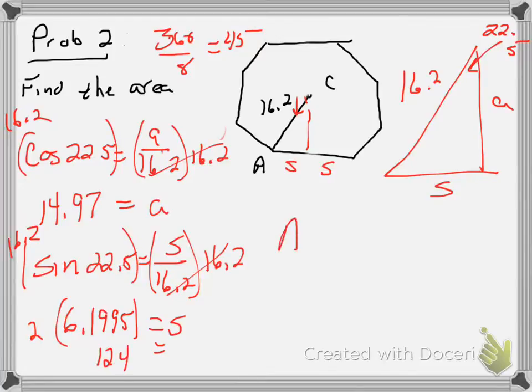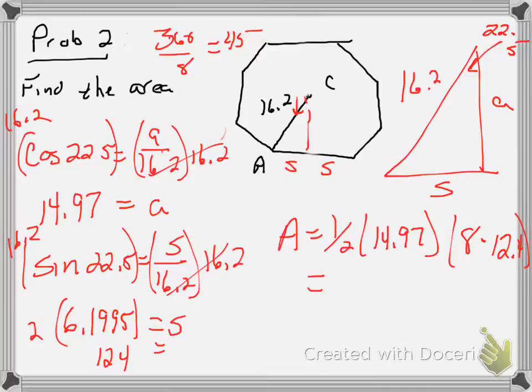So let's find the area. Area equals 1/2 our apothem, which is 14.97, times our perimeter, which in this case will be 8 times 12.4. Just plug all that in my calculator, and you get about 743, somewhere in that area.